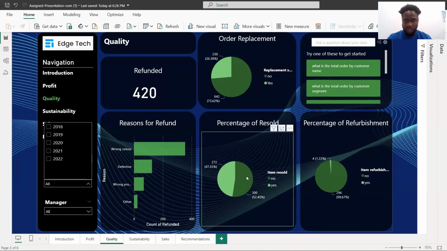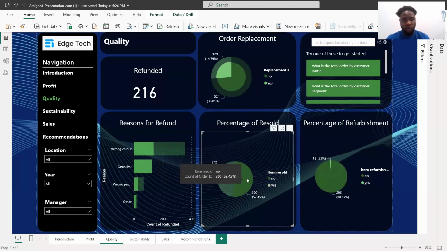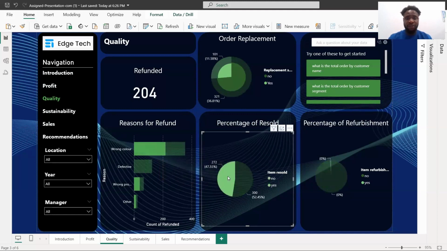So we could look at the percentage of goods we sold, and if you click on the items we sold, this place is showing the number of items we sold and the number of items that did not go back for reselling, and this one shows the amount of items that have been resold. So 272 items were resold, and about this amount of it was not resold.